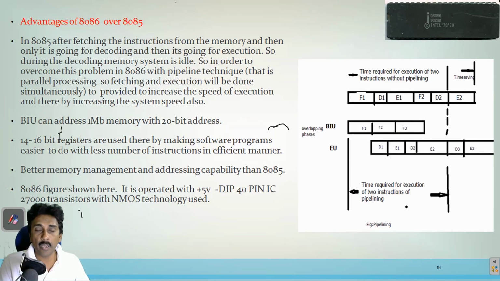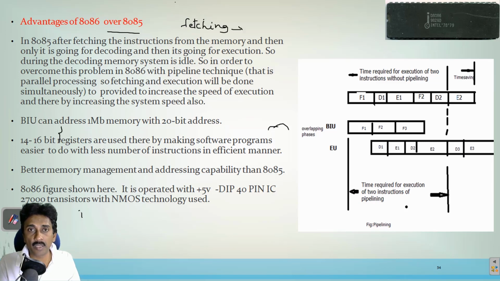Let us go through the advantages of 8086 over 8085. There are so many advantages in 8086 compared to the 8085. The computer may be operated under 3 steps. What are the 3 steps? We have fetching the instruction as the first step. After fetching the instruction, it is sent to the decoding unit. So decoding will be done, then it is sent to the execution unit. These are the 3 important steps.